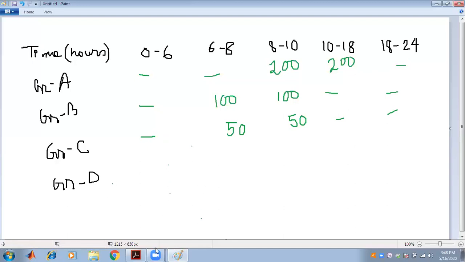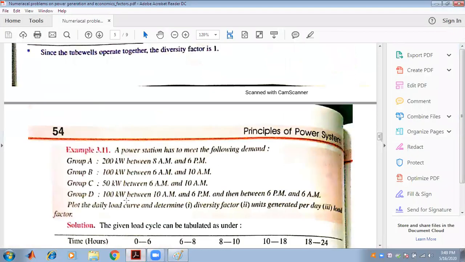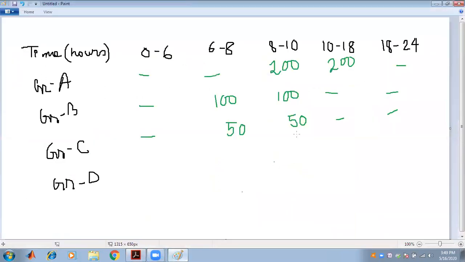Okay. Now next, the group D. It is 10 kilowatt between 10 a.m. and 6 p.m. So first I draw from 10 a.m. to 6 p.m. Okay, then I will go for the next part. Just understand, 10 kilowatt between 10 a.m. and 6 p.m. So just first part, 10 a.m. to 6 p.m., this part is working as 100 kilowatt.